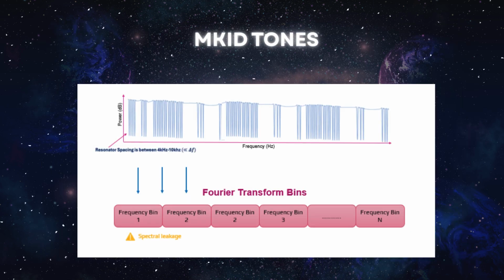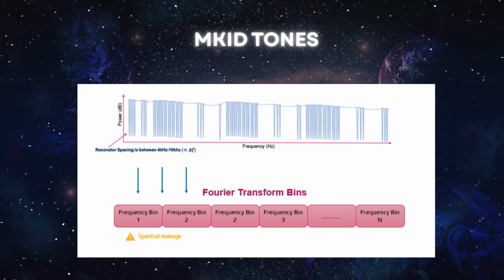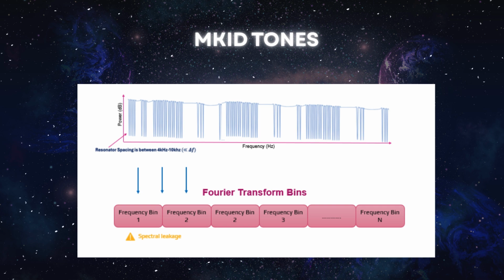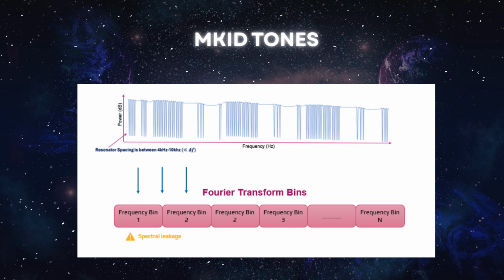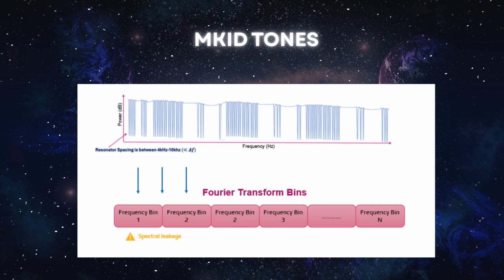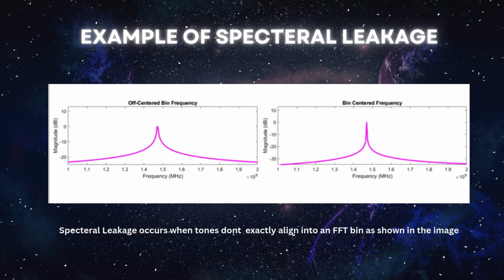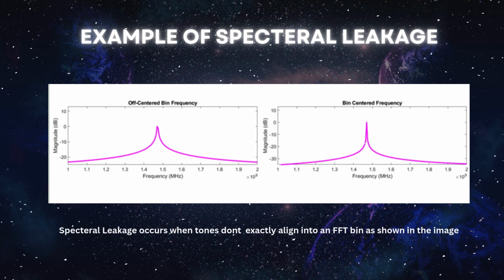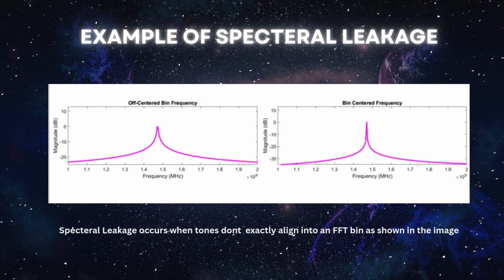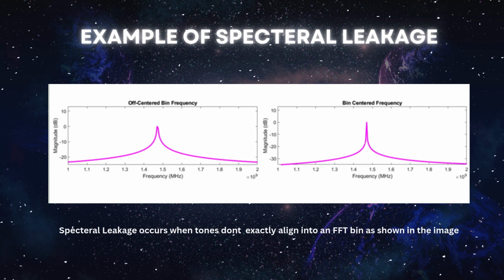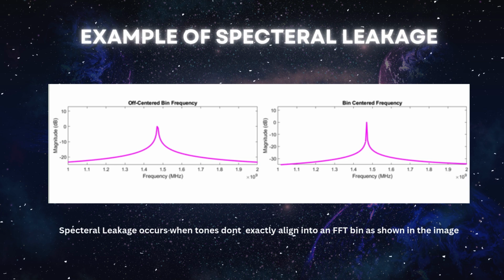Now, why do we need a PFB for the MKID readout, and why is it a mission requirement? So MKIDs are multiplexed, meaning thousands of frequency tones are packed closely together. When we perform an FFT, we divide the spectrum into bins. Ideally, each tone would fall exactly into one bin, but because the tones are so densely packed, many fall between bins, causing spectral leakage. Spectral leakage spreads signal power into neighboring frequency bins, blurring the spectral response and making it harder to detect weaker signals, as you can see here.